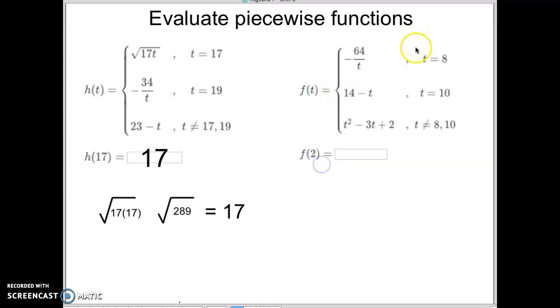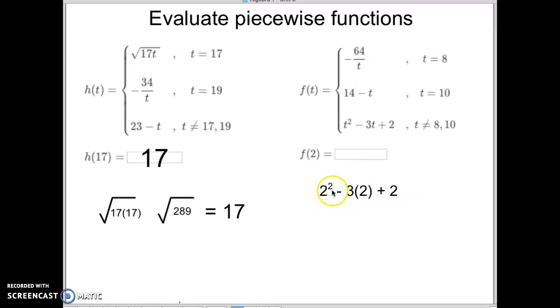That's correct. So if t were to equal 8, we'd follow this one, but it doesn't. If t were to equal 10, we'd follow this rule, but it doesn't. If t does not equal 8 and does not equal 10, like this one, t equals 2, then we have to follow this rule. So we're going to follow that rule. We are going to simply do 2, because that's what t equals. So 2 squared minus 3 times t, in this case that would be 2, plus 2.